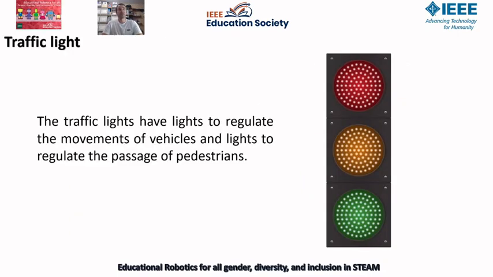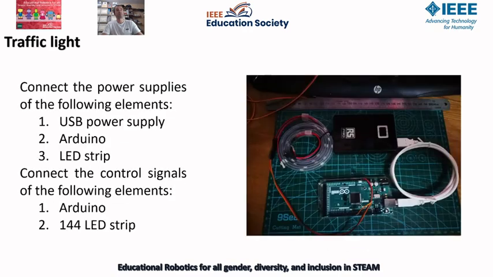The traffic lights have lights to regulate the movements of vehicles and lights to regulate the passage of pedestrians. For this case, using the Arduino tool, we will be connecting the power supplies. As you can see, we are using a USB cable to connect a power bank from RS and the Arduino using the USB port. And the LED strip will be powered with the power ports of the Arduino. And we are connecting the control signals of the Arduino and the 144 LED strip.